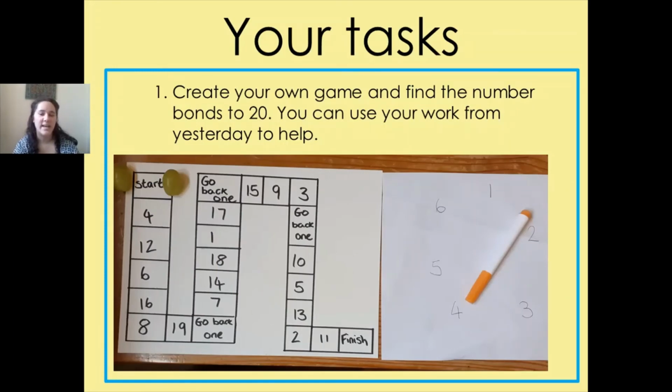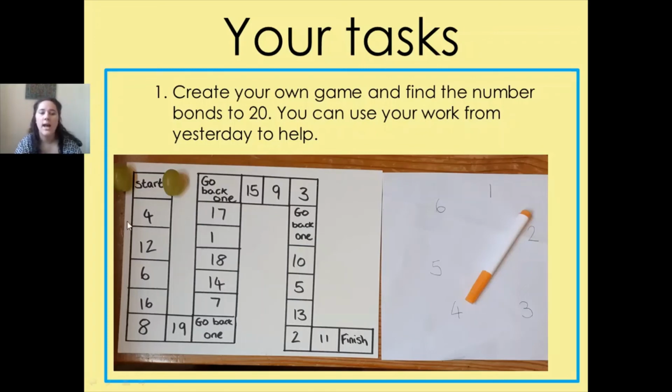Your task for today is to create your very own game, just like the one we played at home. And you can see here, this is one that I have drawn myself. So all you're going to need to do is get a pen and draw out your own game. Or if you've collected the home learning pack, you can use the game in your home learning pack. Once you've drawn your own game and written in all of those numbers, you can play just like we did.